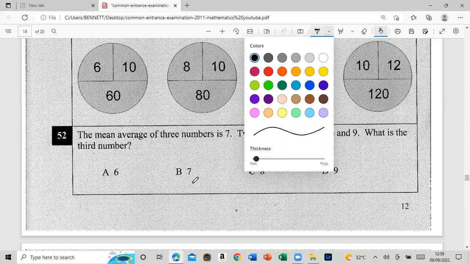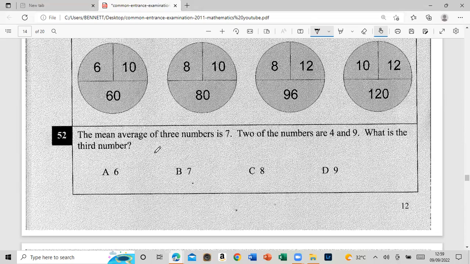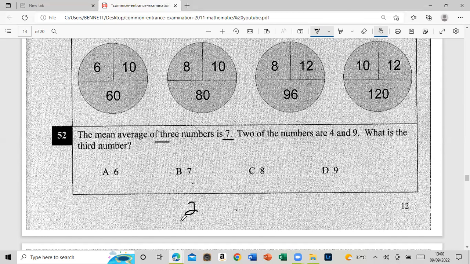The mean average of 3 numbers is 7. 2 of the numbers are 4 and 9. What is the third number? Alright, so look, the other 3 numbers, and you get the mean to be 7. Let us discuss that, right? So in order for the mean of 3 numbers to be 7, they must total what? 21. Only 21 divided by 3 can give you 7, right?